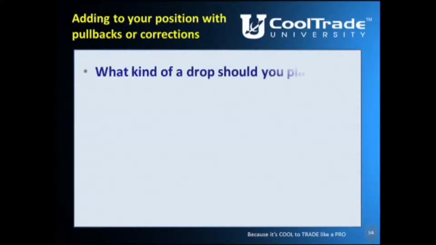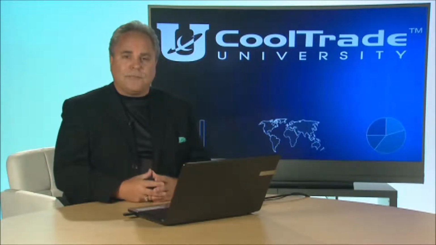And the great news is Cool Trade does it for you. So you add to your position on the pullbacks. So what kind of a drop should I plan for? 5%, 10%, 20%? Well, that's really going to depend on your philosophy and what you see. But I've already told you that pullbacks, 5%, very normal, happens all the time. Corrections, they happen a lot. Well, we haven't had one for 700 days. We're due for a 10%.